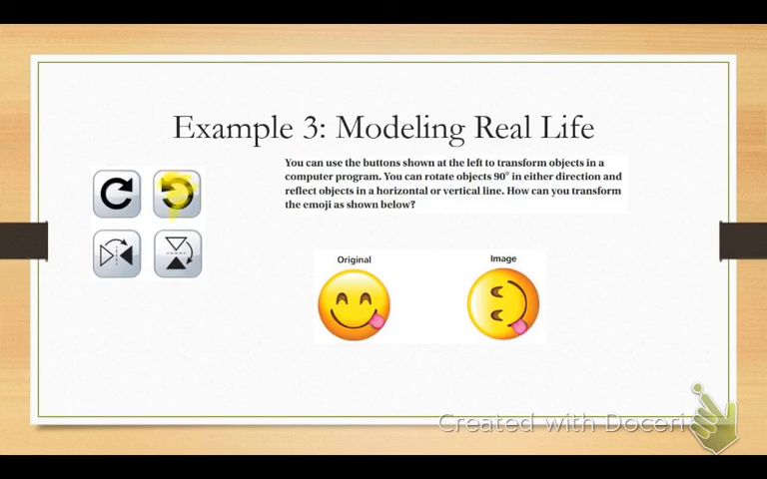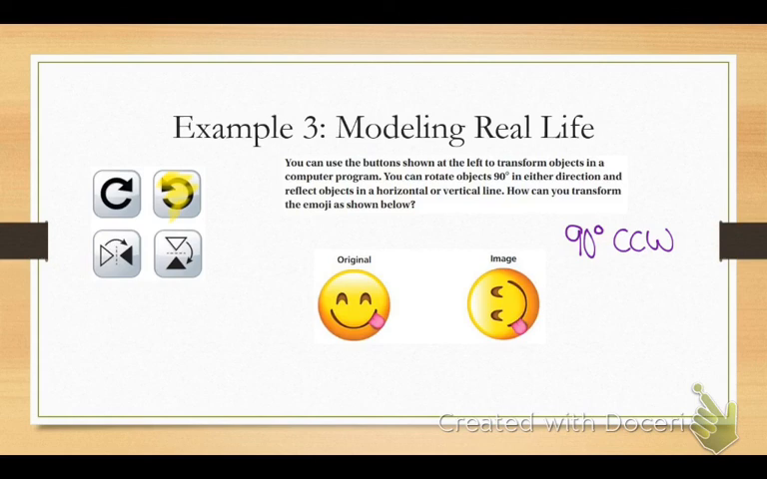Here's the more important part, and you have a question just like this on your homework. 90 degrees counterclockwise is the first rigid motion for the smiley face. That turns it, but it's still not quite reflecting what the image is reflecting. So now which button would you hit next, and what type of transformation does that mean? Bottom right. This one, the bottom right one.